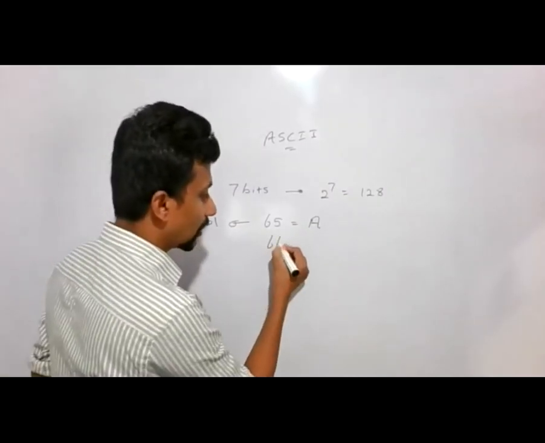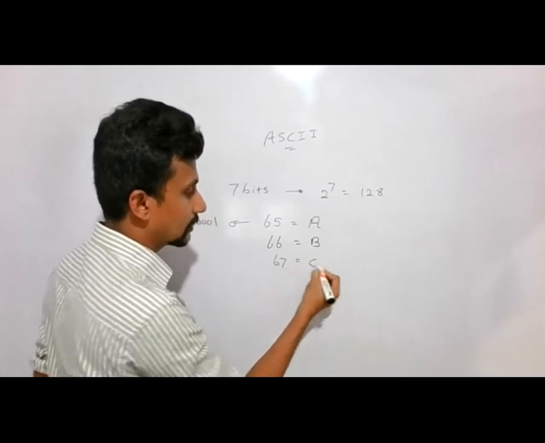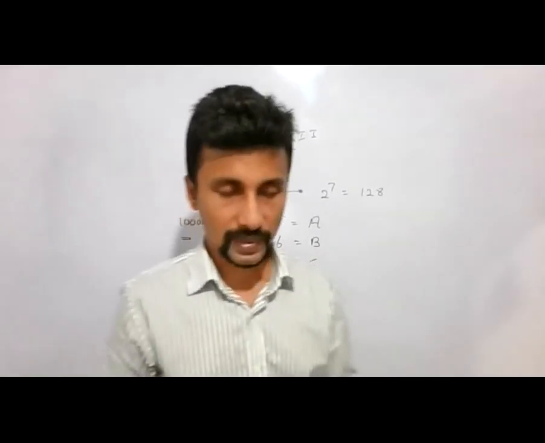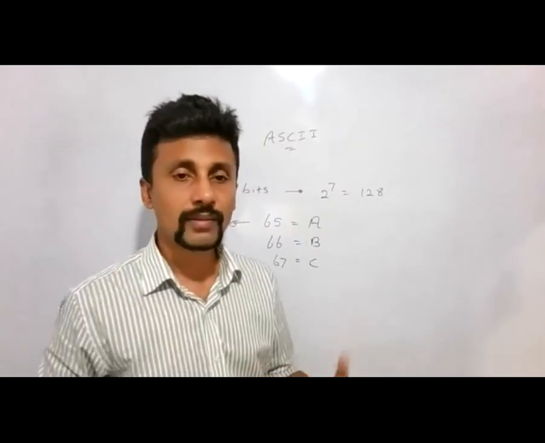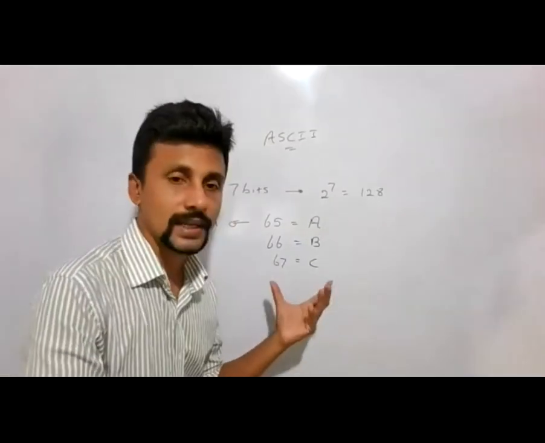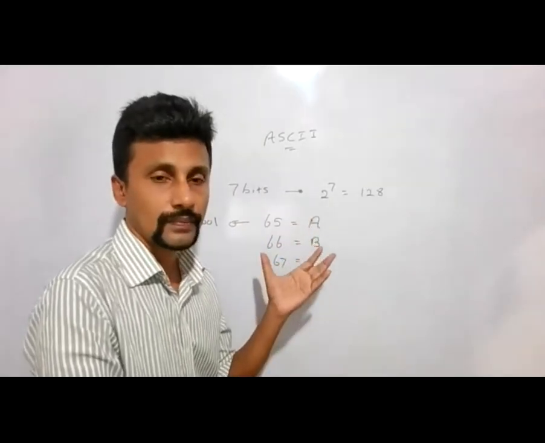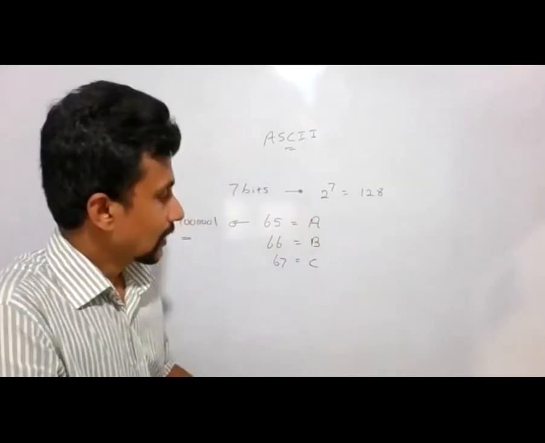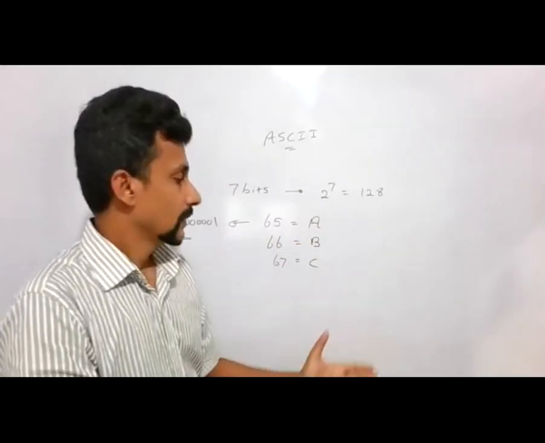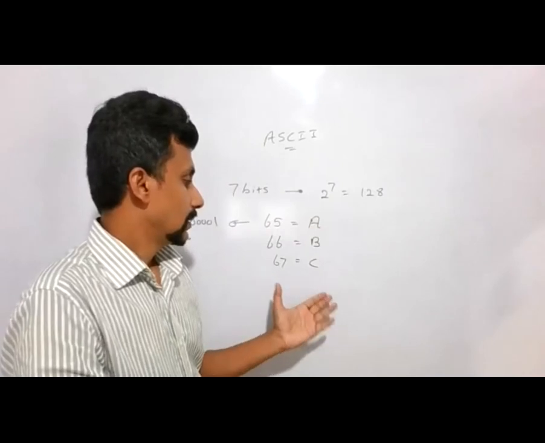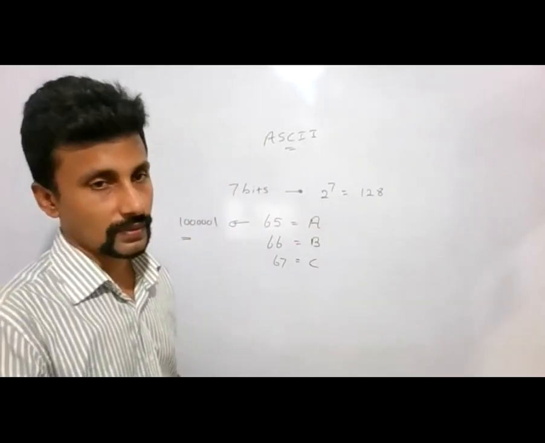A is 65, B is 66, C is 67. That means if we are given one letter, capital or simple, we can find out the other letters. As an example, if I give you C as 67, you know B is 66 and A is 65. After that, D is 68, E is 69, F is 70, like that you can. So that is called sequential, right?